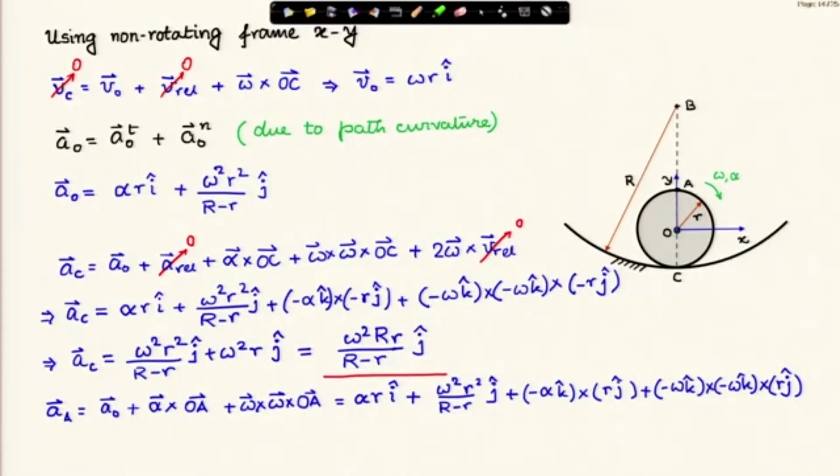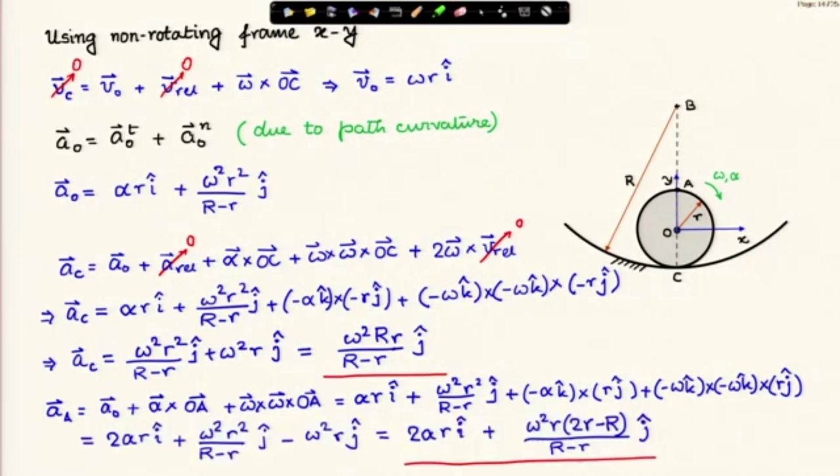Similarly, you can find out the acceleration of the topmost point: acceleration of O plus alpha cross OA plus omega cross omega cross OA, and if you plug in these expressions, then finally you will get the acceleration of point A which is shown here, and you can check. I will leave it to you to check this expression.